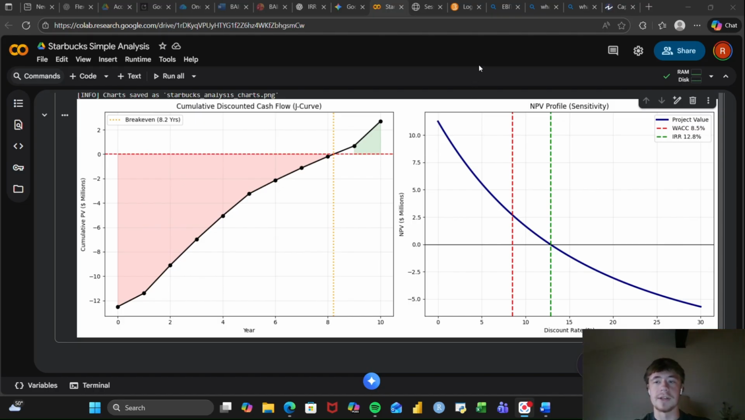Next is the NPV profile, showing the sensitivity of this investment with different discount rates and showing the NPV based on the rates. As we can see here, we have the WACC right here on the red line and the IRR on the green line. Now this is good. Having the IRR higher means we're going to get more money than we would spend financing it. And this area right here between the IRR and the WACC is considered our margin of safety.